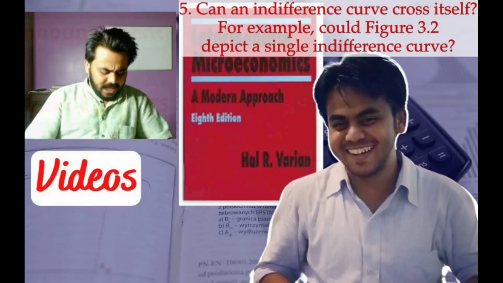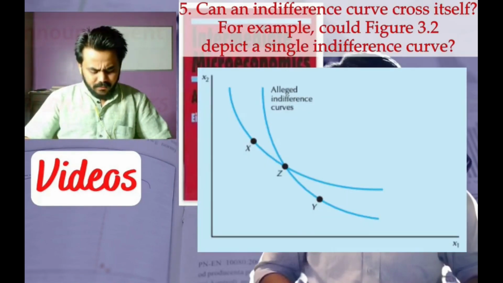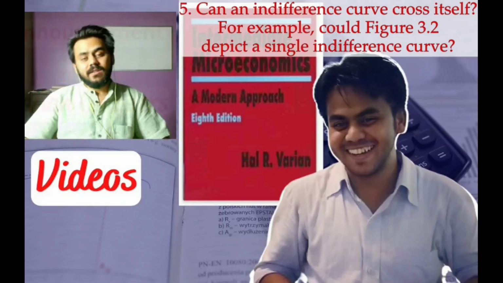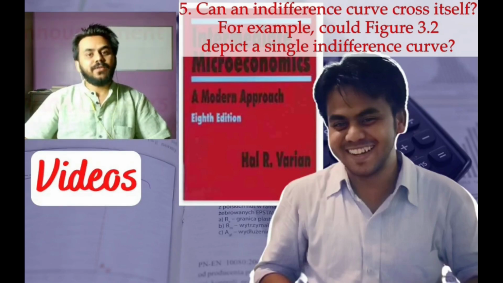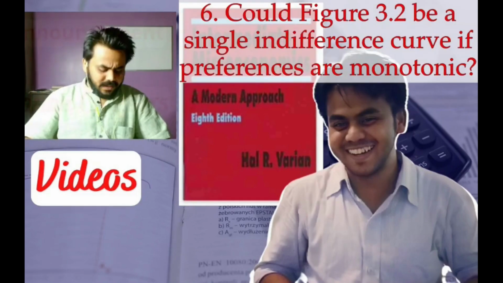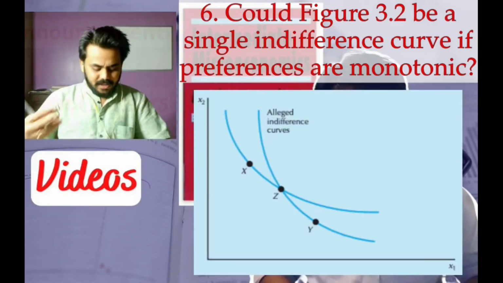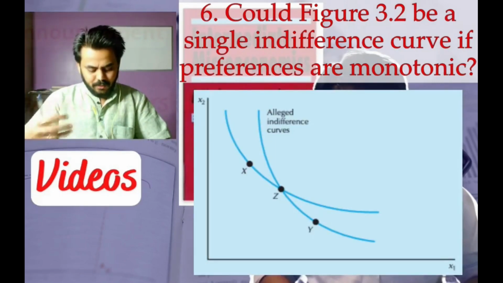Next question says, can an indifference curve cross itself? Yes, an indifference curve can cross itself. The only thing is two indifference curves cannot cross. One indifference curve can cross itself. Next question is related to the previous question. Could this figure be a single indifference curve if preferences are monotonic?